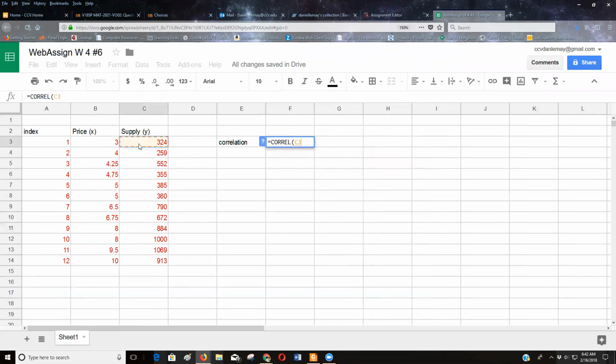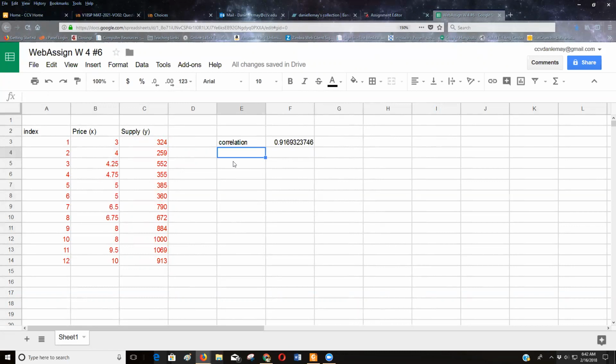Then you want to do the Y values first, and then you want to do the X values. I didn't get those all, so I'm going to tweak that and make it be 3. Then I'm going to do the X values, and I'll press enter, and there's the correlation, fairly high like I thought.